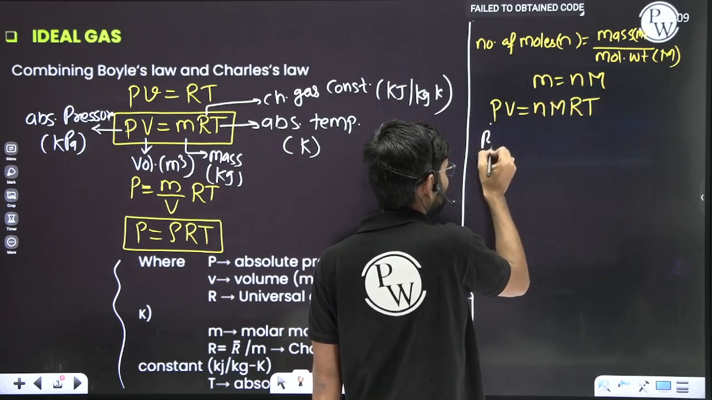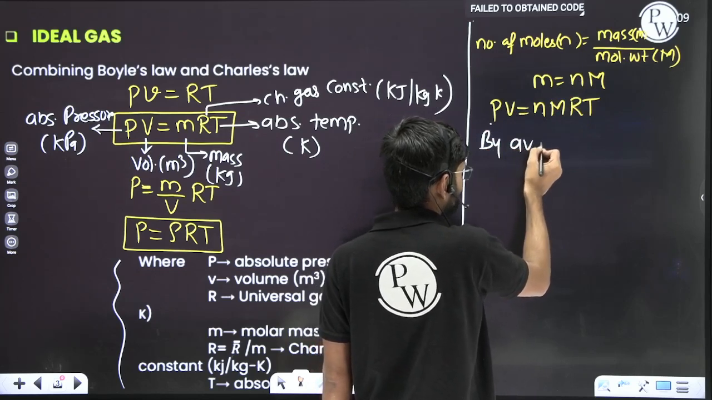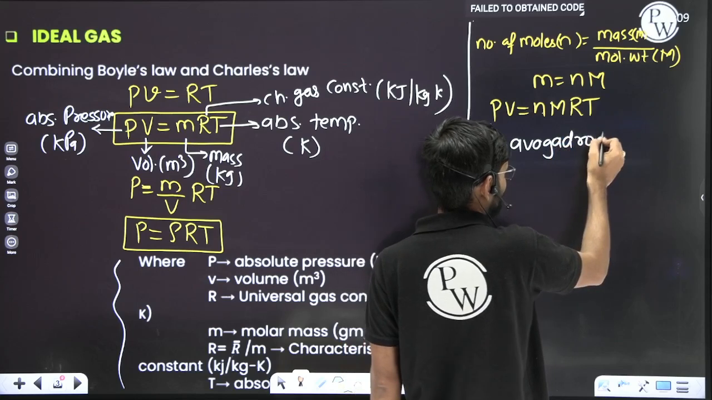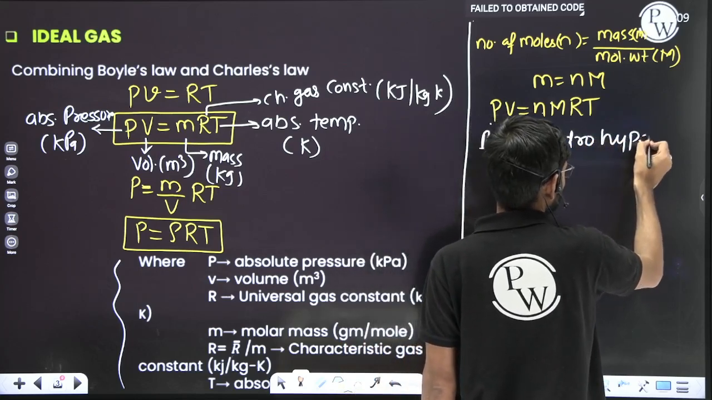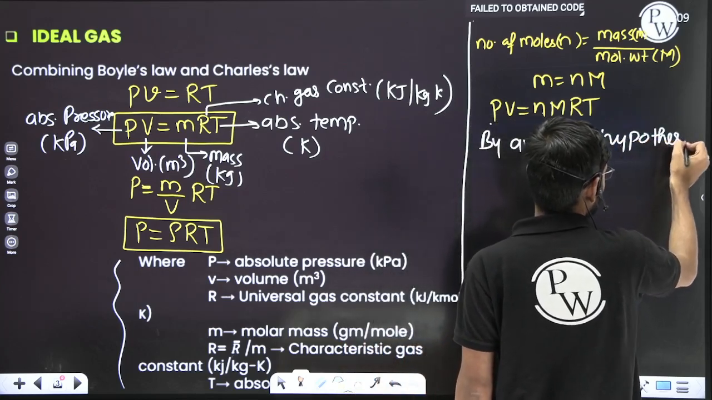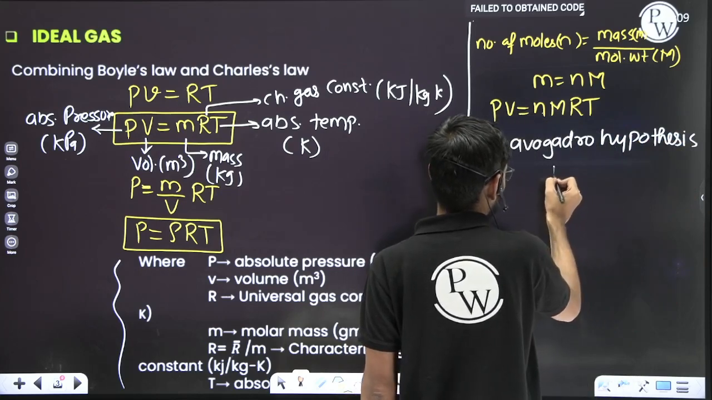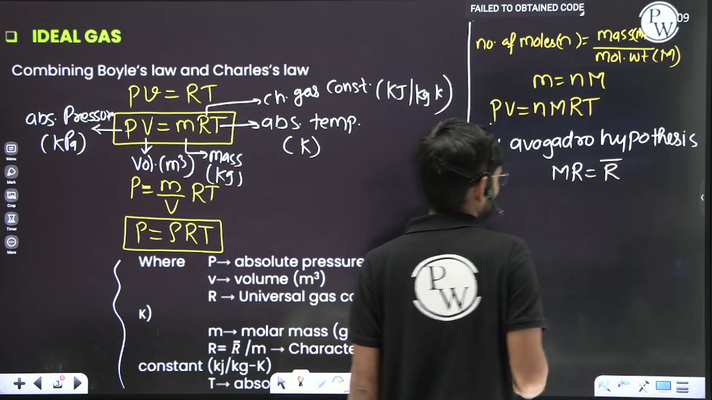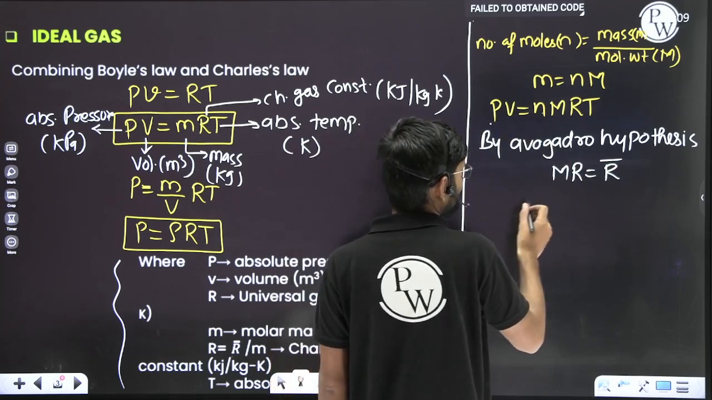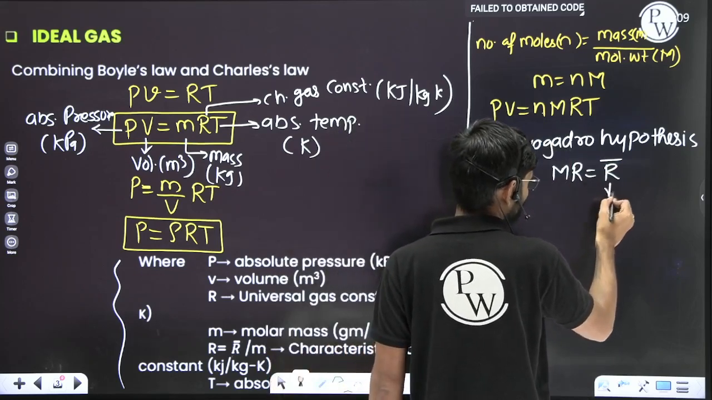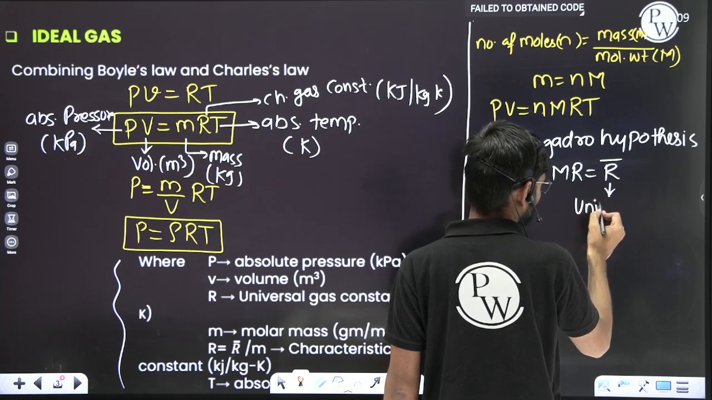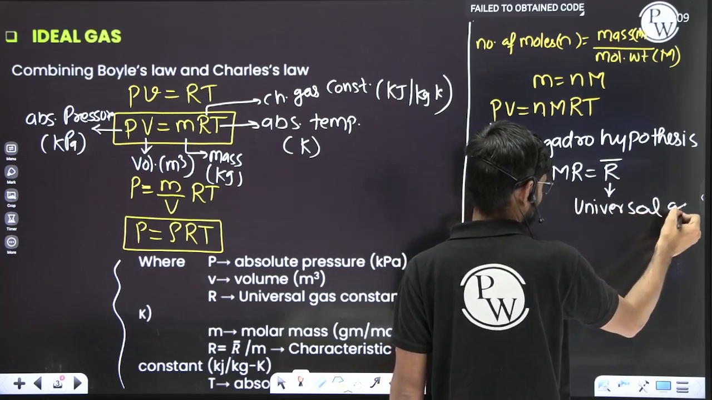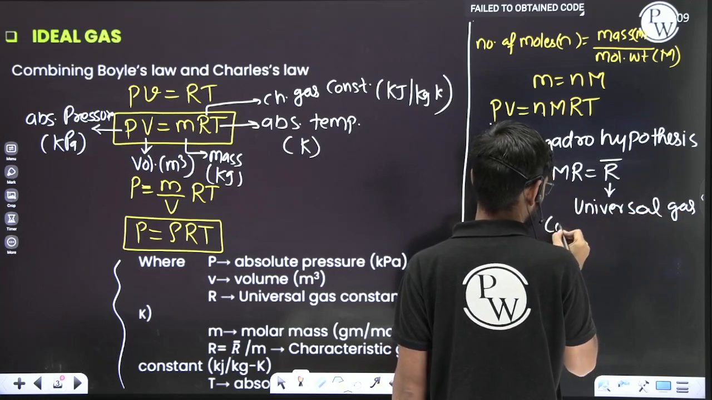So by Avogadro hypothesis, we can say that M into R is equal to R bar. Just put this value here. This is a constant. This is called the universal gas constant.